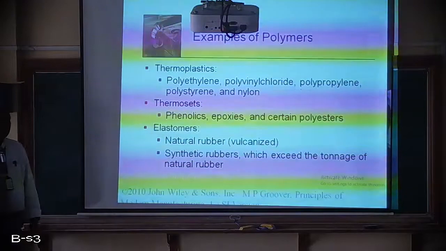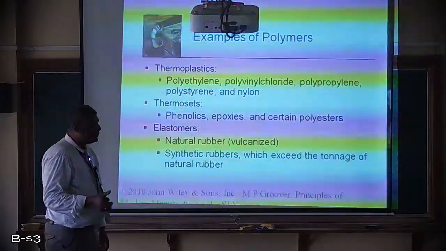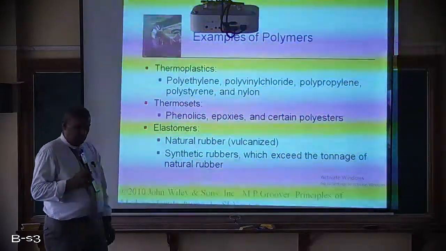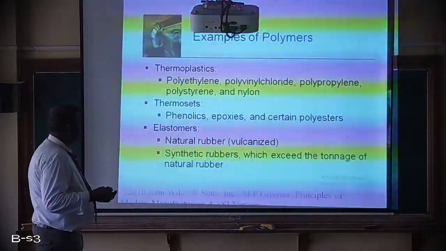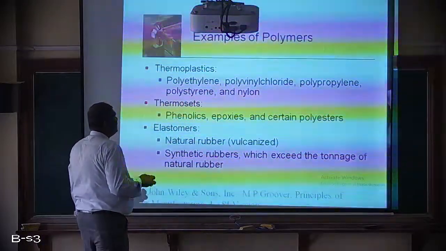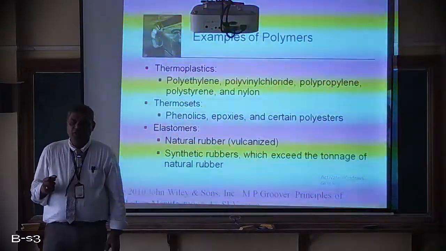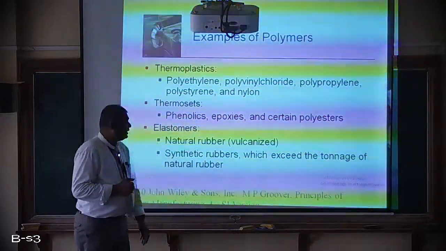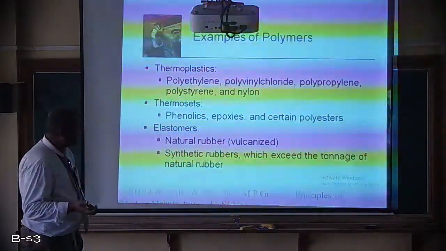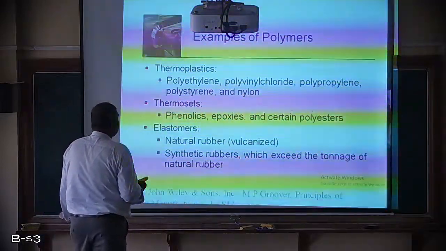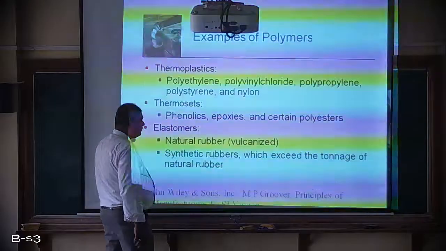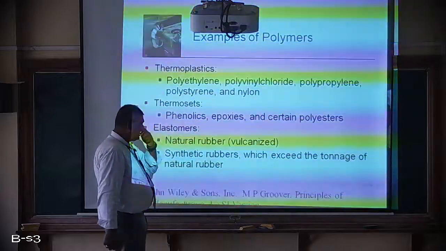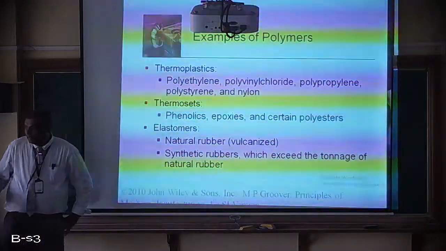So these are some examples of thermoset plastics, thermoplast materials and elastomers. Thermoplastics are polyvinyl chloride, polyethylene, polypropylene, polystyrene, nylon. Thermoset polymers are the phenolics, epoxies, bakelite, polyesters. Elastomers are natural rubber, vulcanized, what we get as direct extract from the tree, and synthetic rubbers. All these are the elastomers.